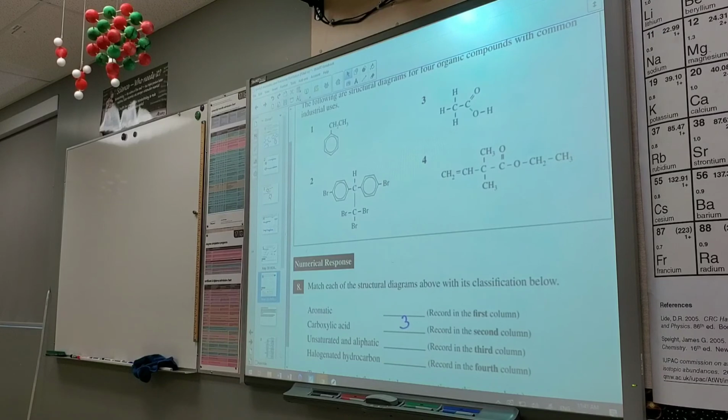So that's out, okay? We already used that number, so that's out anyway. It's hard to see, but there's a double bond. But remember, these act as if they're saturated. Things that are unsaturated have carbon-carbon double or triple bonds.